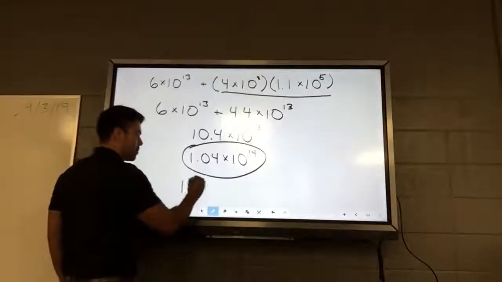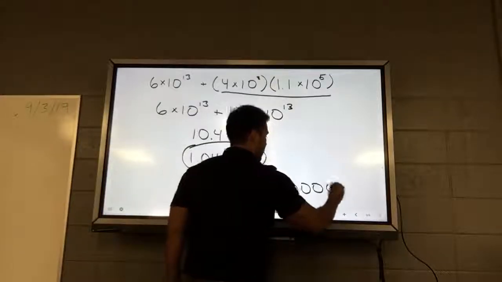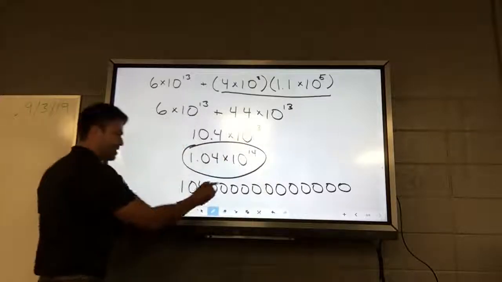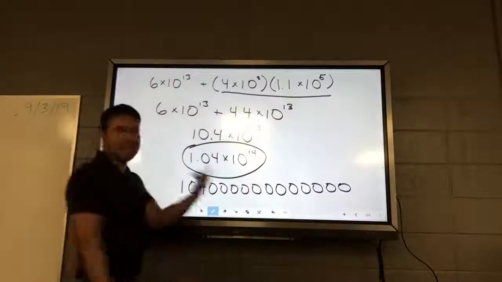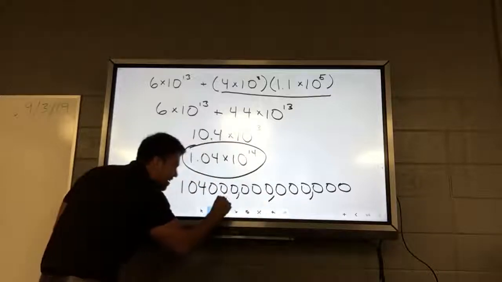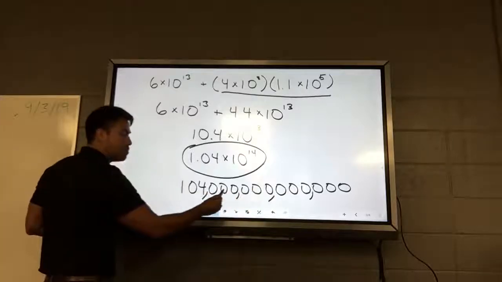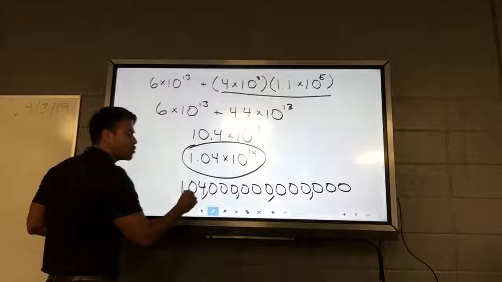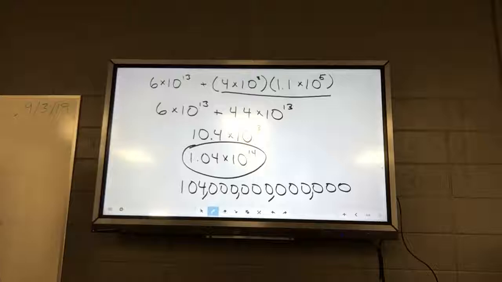In standard form. 1, 2, 3, 4, 5, 6, 7, 8, 9, 10, 11, 12. Yeah. Read that number for me. 104 trillion. Thousands, millions, billions, trillions. 104 trillion. That's a big number, right?